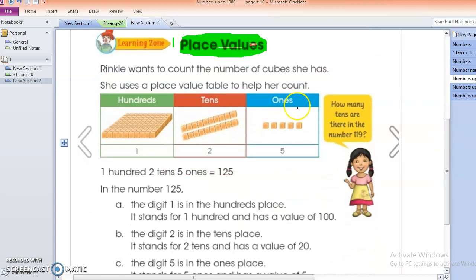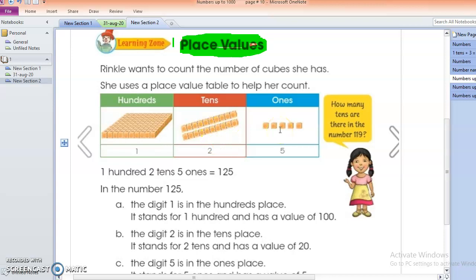And now coming to the learning zone, the place values. Wrinkle wants to count the number of cubes she has. She uses a place value table to help her count. You can see how many hundreds are there. This is only 1 hundred block, so you will say it's 1. These are 2 tens blocks, so you will say 2, and these are 5 ones.